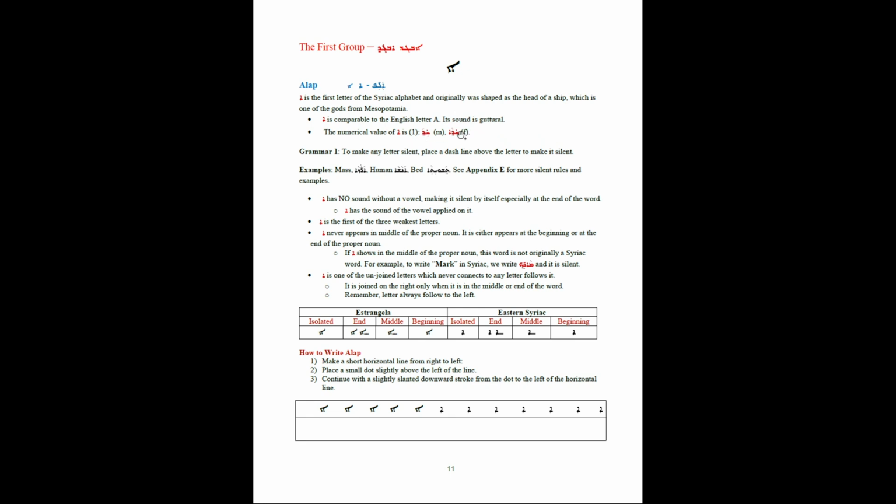Now, grammar 1: do you see the slide line above Daleth, the second letter here? When you see a slide line like this above any letter, that means that letter is silent. Do not pronounce that letter. We need it for spelling. Just like in the English language, they have many of these: you write a letter but you never pronounce it.